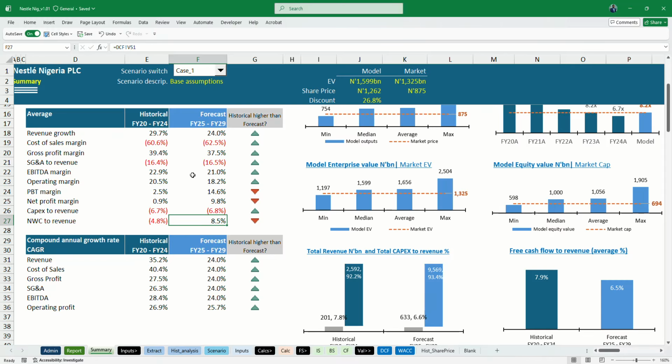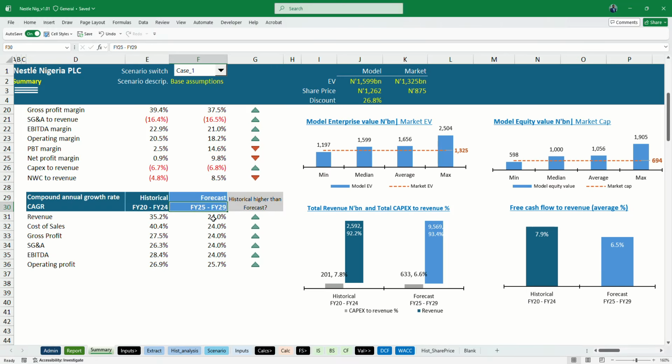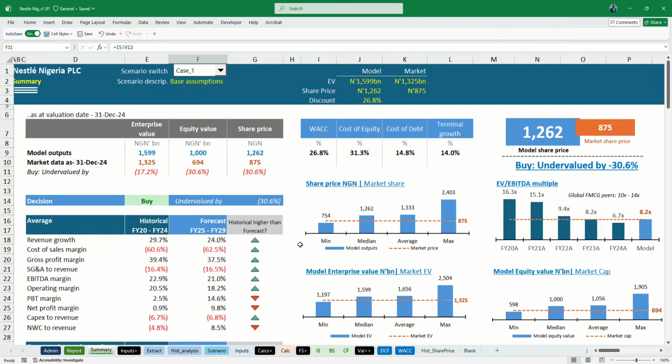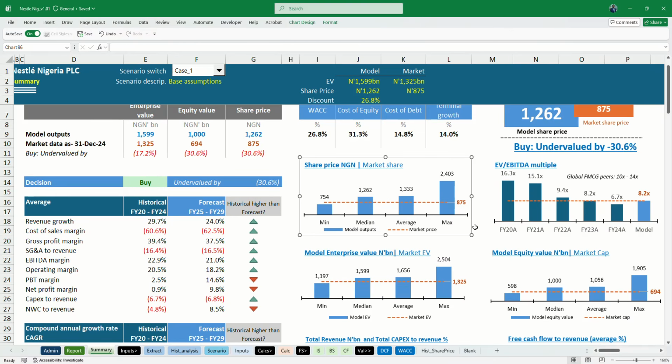Okay, so if you look at the compound annual growth rate, our forecast seems to be on the lower side as compared to the historical, which gives some sense of comfort. We also had a look at the share price of our model. There's a data table that we created to test different scenarios and changes in the core factors. The minimum is 754, which we don't expect it to fall to, because as at that time the market price was 875. Then the median, the average, then the max, and we look at what the market price is as compared to those.